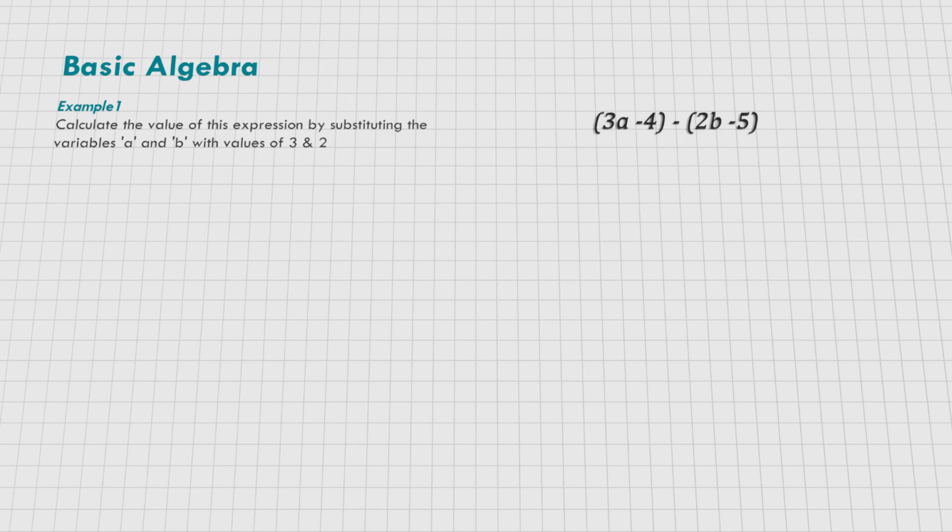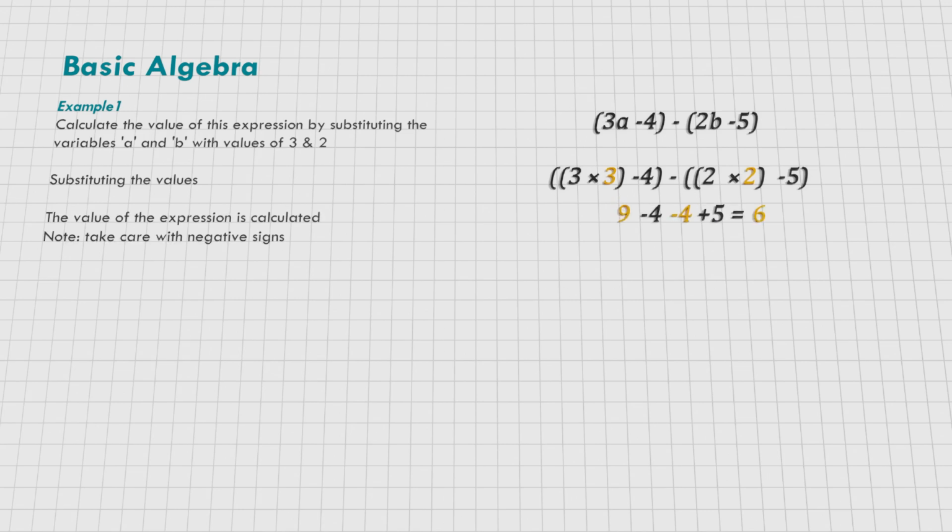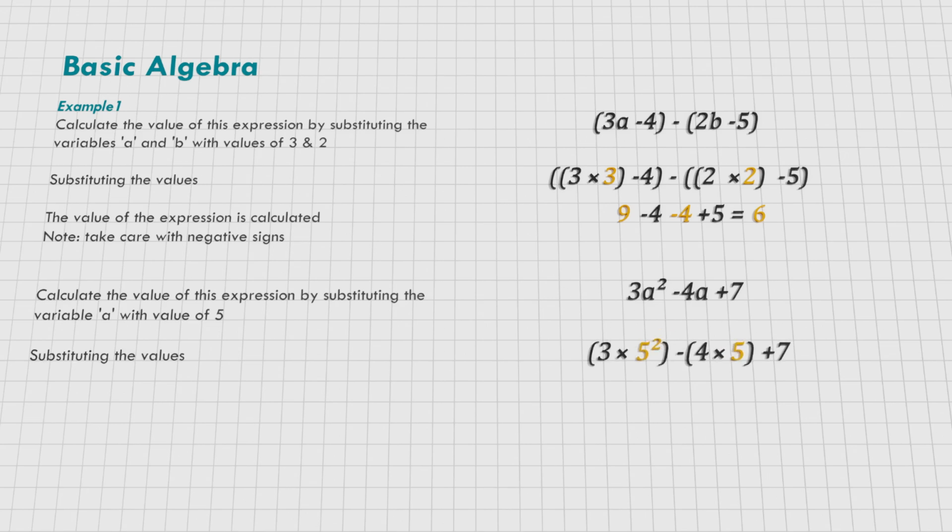Calculate the value of this expression by substituting the variables a and b with the values of 3 and 2. Substituting the values, the value of the expression is calculated. Note, take care with negative signs. Calculate the value of this expression by substituting the variable a with the value of 5. Substituting the values, the value of the expression is calculated.